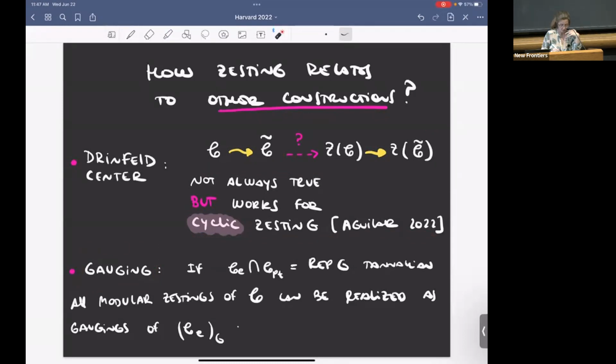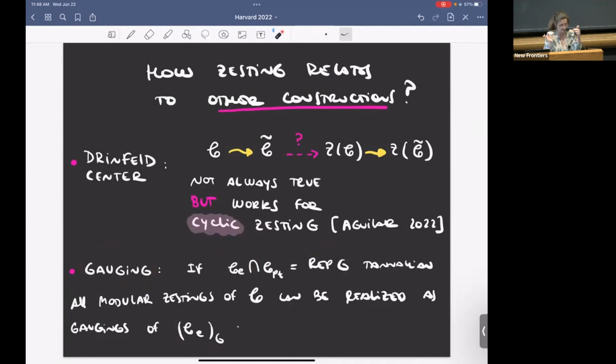So for example, when the invertible elements, the abelian anions in your trivial component, are of the form Rep(G), this gives rise to some nice commutative algebra. Then all the modular Zestings of my original category, and here it's important that I take the word modular, can be realized using gaugings of this condensation.